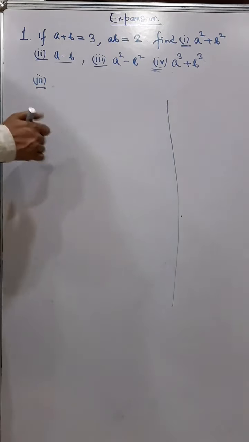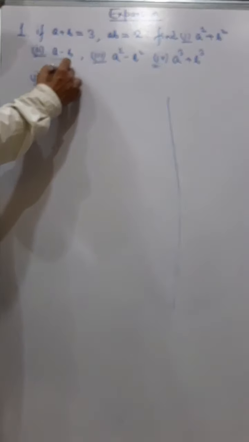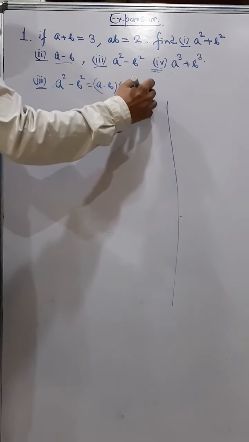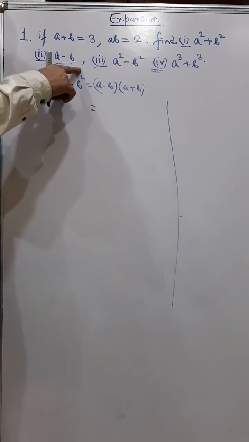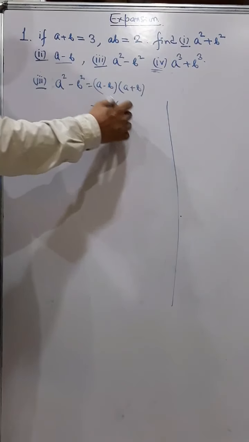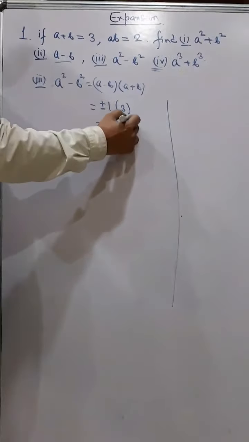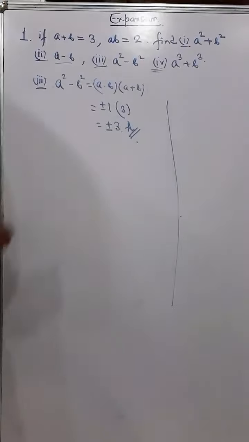Okay, now number 3, you have to find a square minus b square, and we know a square minus b square equals a minus b into a plus b. Just now in number 2 we got the value of a minus b, and a minus b was plus minus 1, and a plus b is 3, so directly we can say that a square minus b square is equal to plus minus 3, right?